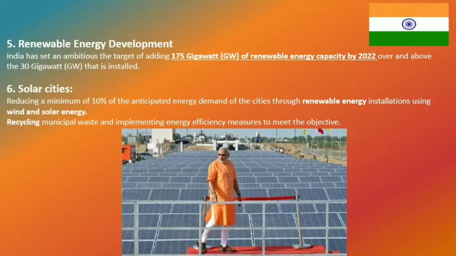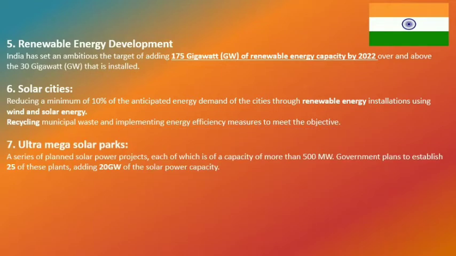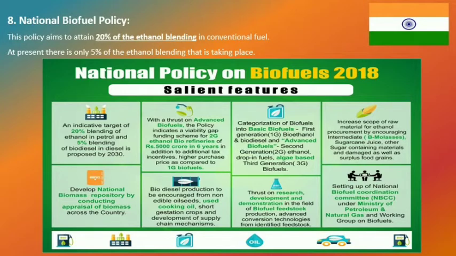So you can see how India is now looking more toward renewable energy. So this is good for reducing greenhouse gases. I hope India will keep going on this path. Seventh is ultra mega solar park. So again, this is a renewable energy development program which India has taken. In this series of planned solar power projects, each has a capacity of more than 500 megawatt. Government plans to establish 25 of these plants, adding 20 gigawatt of solar power capacity.